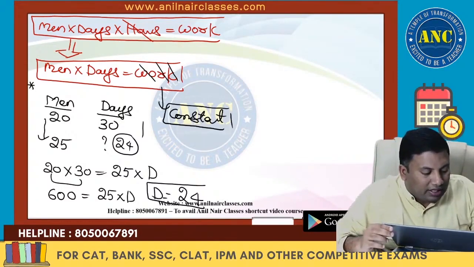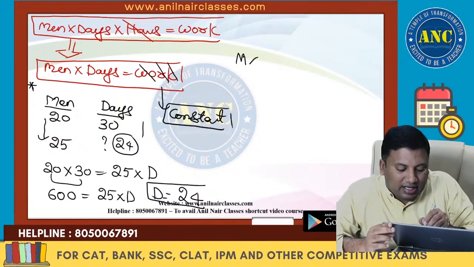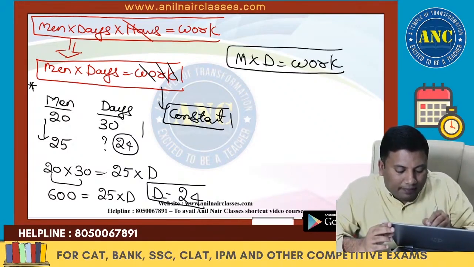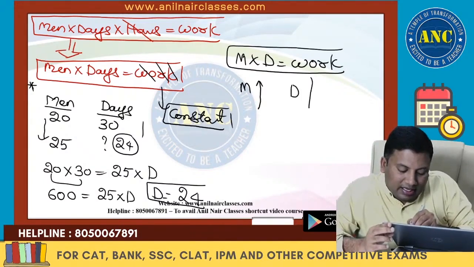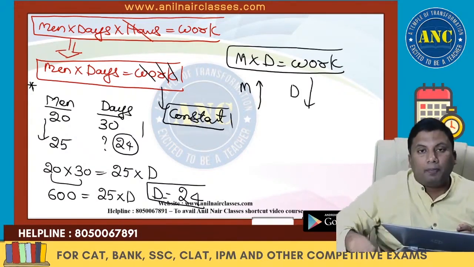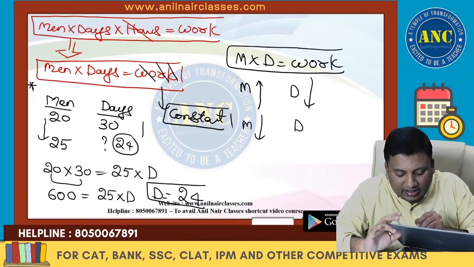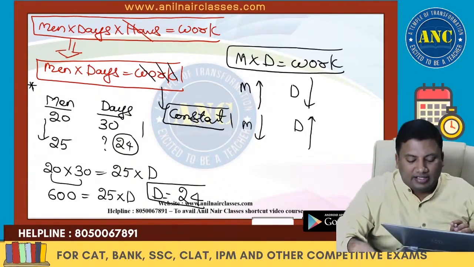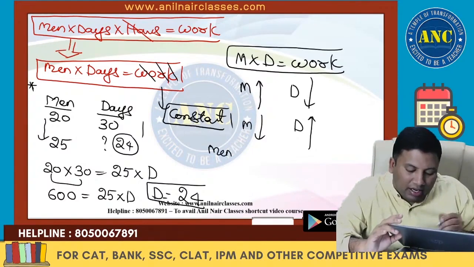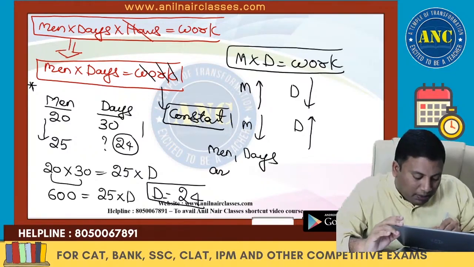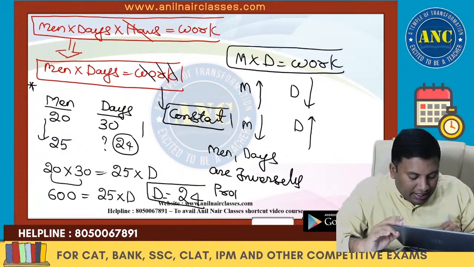Very important point here: men into days is equivalent to work. If the men increases, days decreases. The number of people to do a job increases, days to do the job decreases. Men decreases, days to do the job increases. Men or women, it does not make any difference. Men and days are inversely proportional to each other. First key point, write down: men and days are inversely proportional to each other.